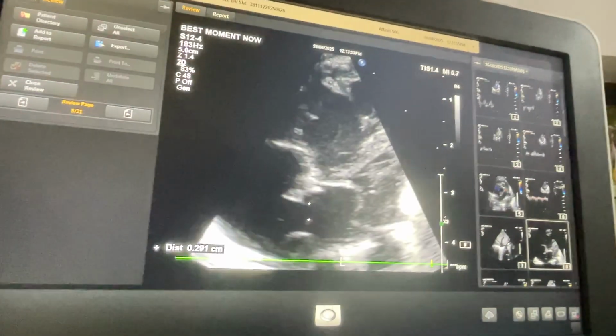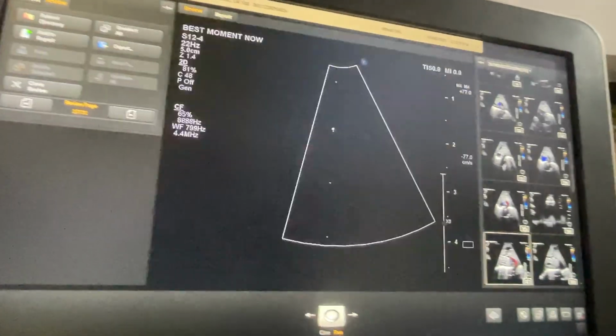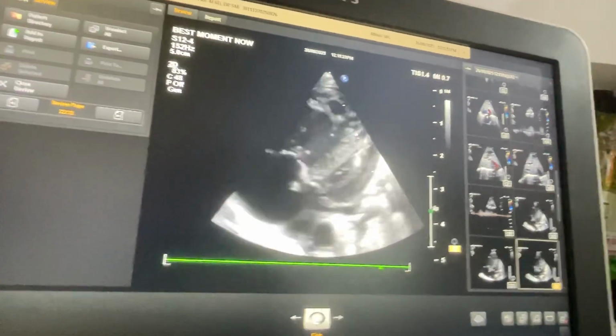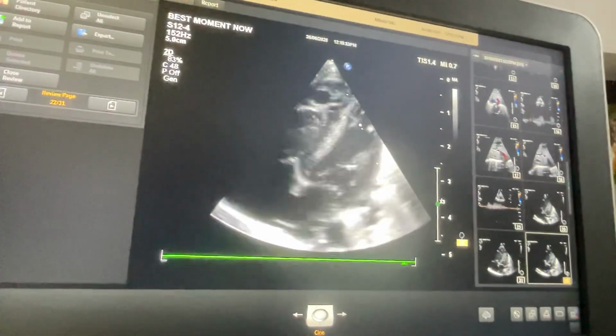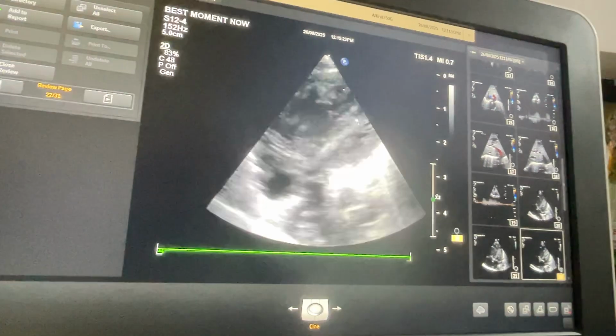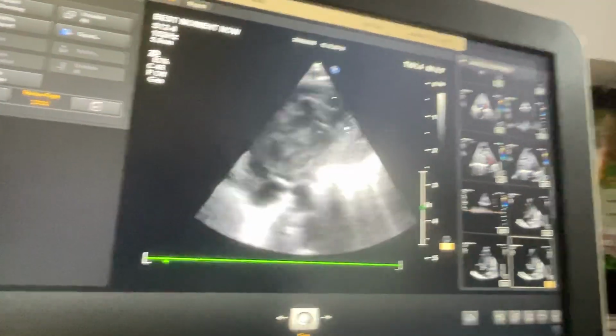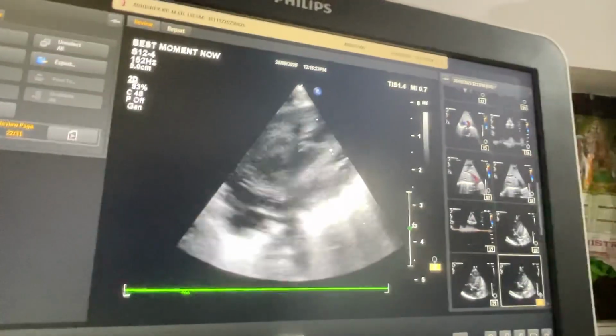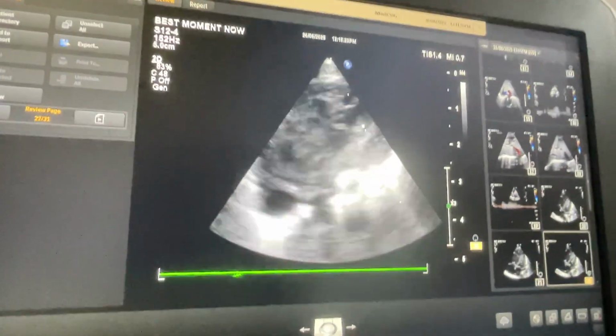Whenever you get such a case, with an enlarged right atrium, central cyanosis, and oxygen saturation not being maintained by the neonate, try to find out anomalous pulmonary venous connection, because the right atrium is severely dilated. Thank you.